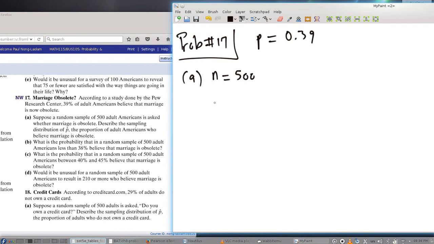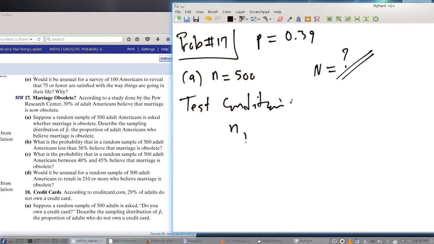To do that, you see in this particular problem, we do not know the population size. Therefore, the first test condition is not applicable in this case. So we're going to move to the next test condition. The next test condition from the list that I gave you in my lecture video is the following: that n times p times q is at least 10.